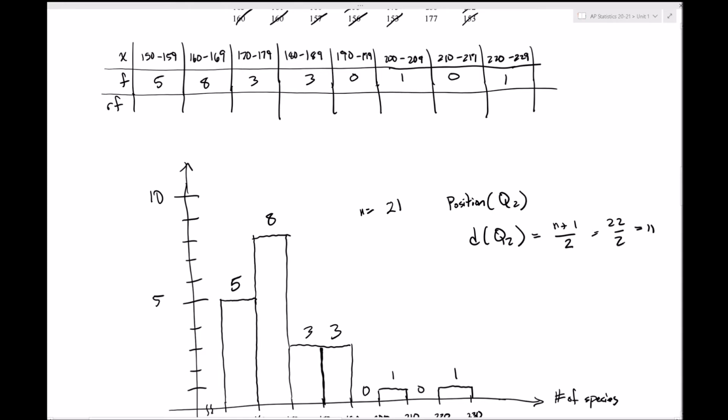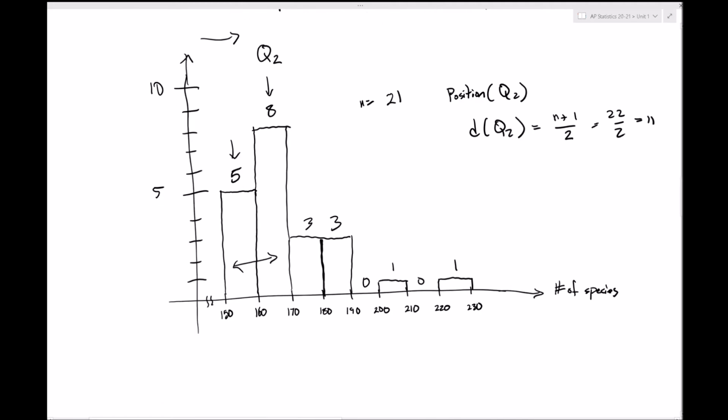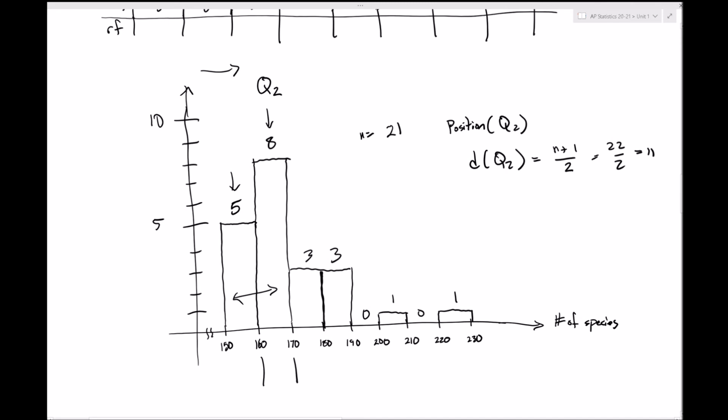I want the 11th one. So where's the 11th one counting this way? There's 5 data values here because the frequency is 5. There are 8 values here because the frequency for that bin was 8. So total, combining these two rectangles, there is a total of 13 data values. So what does that tell me? That tells me the median is in here. So our median is found between 160 and 169, including 169. Not including 170 because 170 is the next bin. So it's somewhere between 160 and 170.